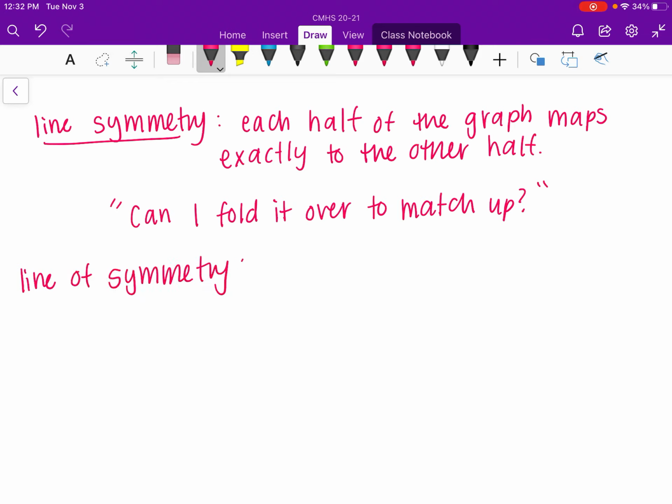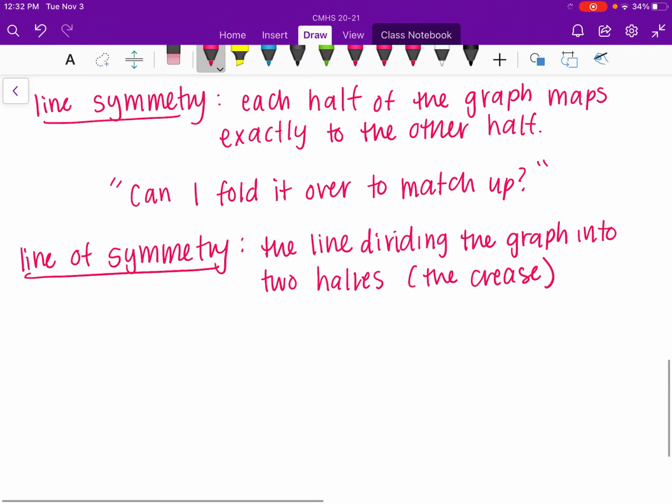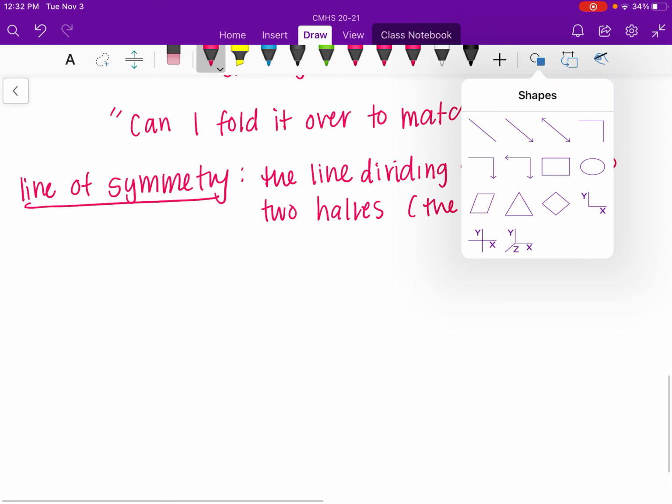The line of symmetry is the line dividing the graph into two halves. And it can also be known as the crease. So if you would fold it, where is the crease right there? Where do they kind of match up? So let's do a quick example.